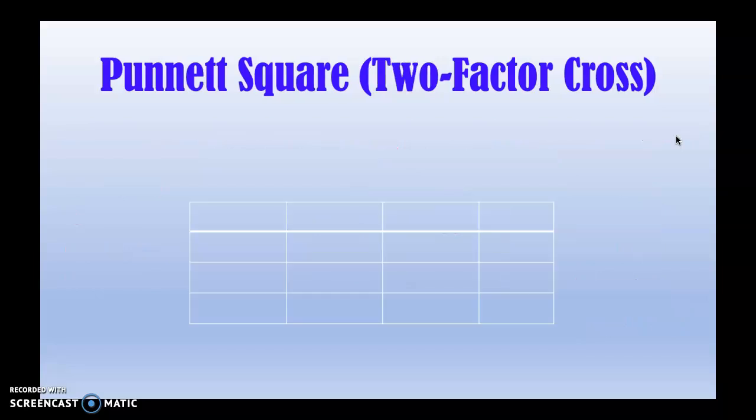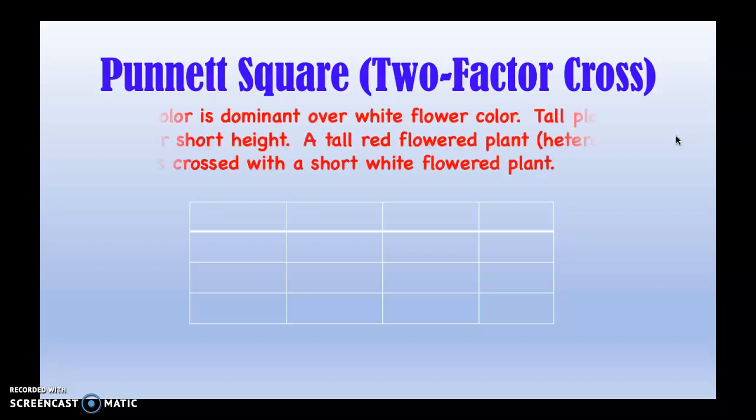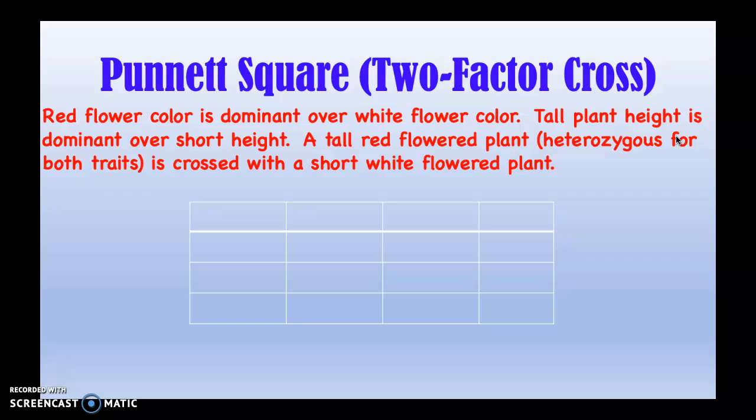Now let's look at your two-factor cross. As you can see here, we're dealing now with a Punnett square consisting of 16 boxes. Our problem says that we have red flower color being dominant over white and tall plants being dominant over short plants. Okay, so the first thing I need to do is set up my alleles. Since red is dominant, I chose a big R for red, a small r for white. Since tall is dominant over short, a big T for tall and a small t for short.